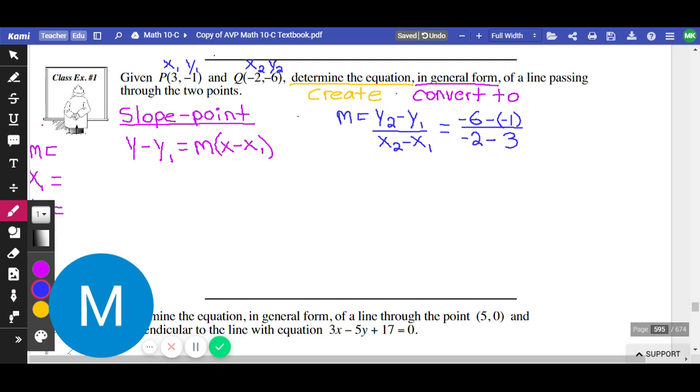When we calculate this, we calculate the top separately, bottom separately. On the top, -6 minus -1, if you put it in your calculator, equals -5. On the bottom, -2 minus 3 equals -5. -5 divided by -5 means my slope is 1. It's +1 because negative and negative cancel out. Slope equals 1.